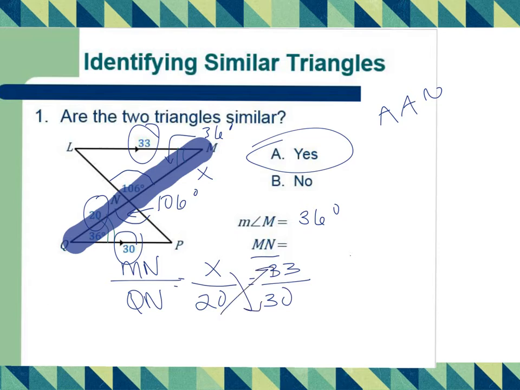When we cross multiply, we get 30x equals 33 times 20, which is 660. Divide both sides by 30, and we get that x is equal to 22. So the length of side MN is 22 units long.